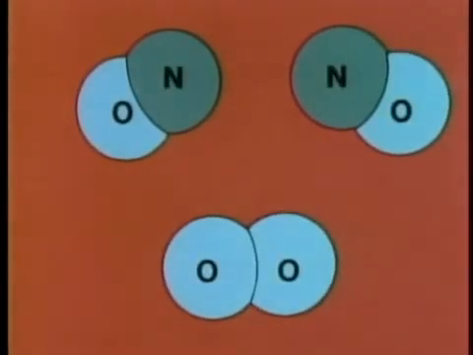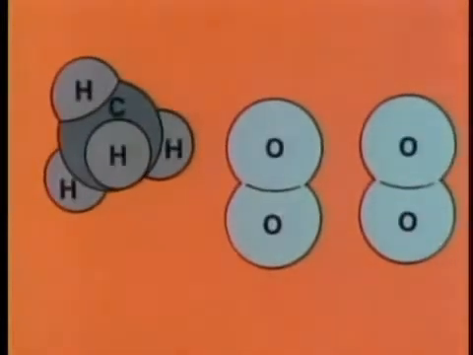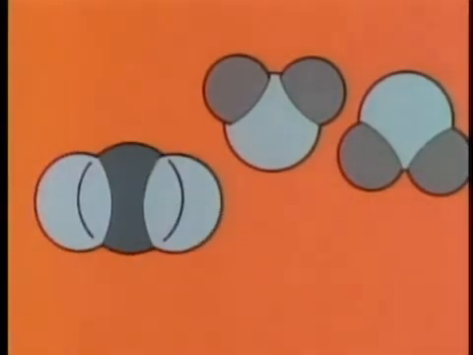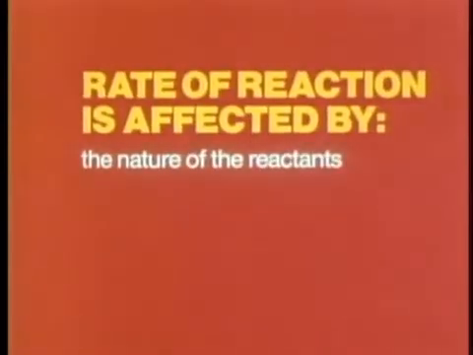In the moderately fast reaction between nitric oxide and oxygen, only a few relatively weak bonds have to break. In the extremely slow room temperature reaction between methane and oxygen, many strong bonds have to break. Generally, the stronger the bonds, the slower a reaction rate will be. And the strength and number of those bonds depend on the nature of the reactants, one of the several factors that influence reaction rates.